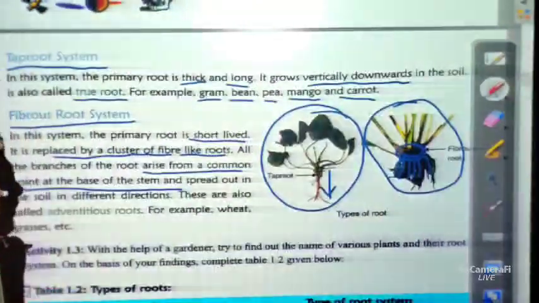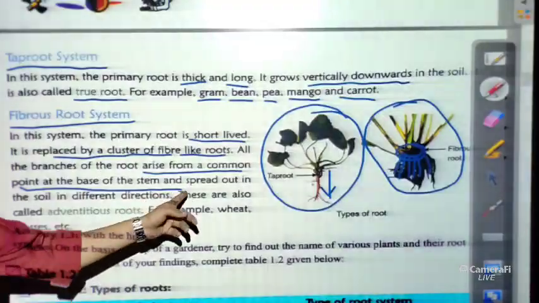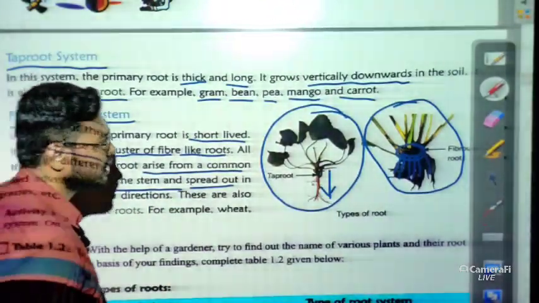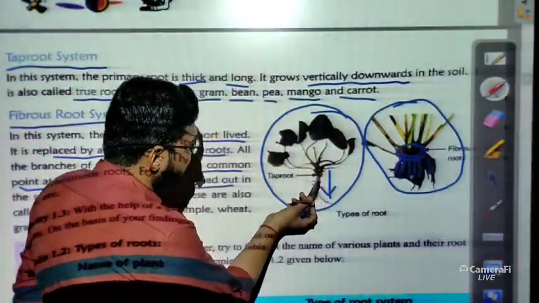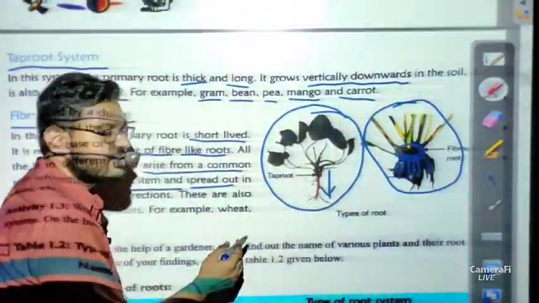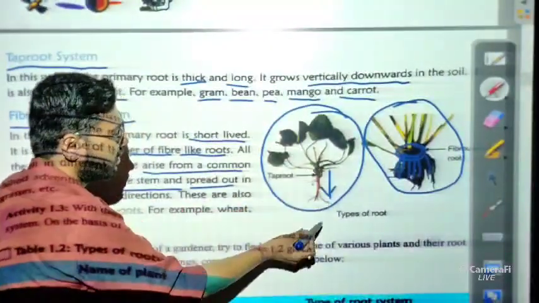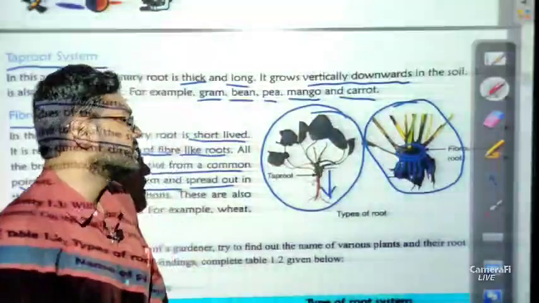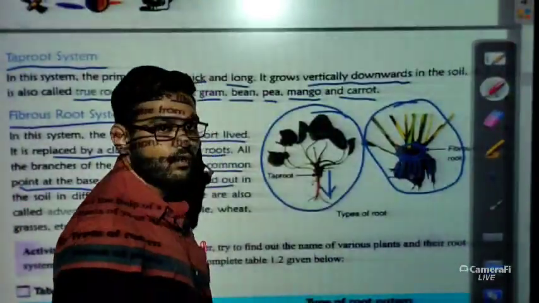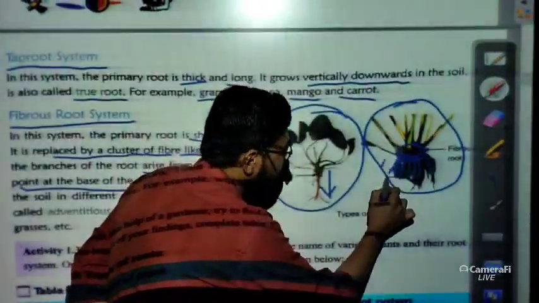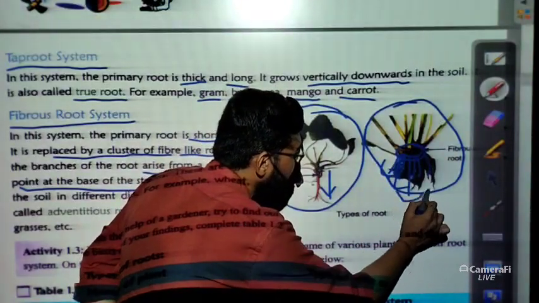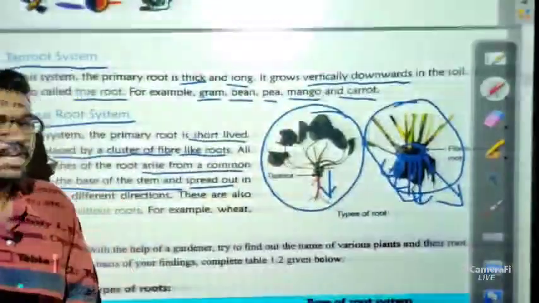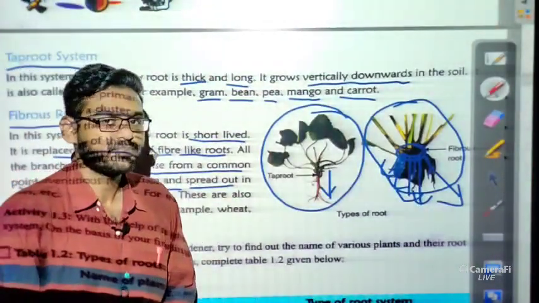Clear? So you can call it a fibrous root system, and these roots are spread out in the soil in different directions. Now you can see here that in the tap root system, we have discussed that it goes vertically downward. I have given an arrow, just have a look. But in the case of the fibrous root system, students, we can't tell in which direction it will go. You can see this will go this side, this will go that side, this will go vertically downward, this will go that side. So actually we can't predict in which direction it will go.